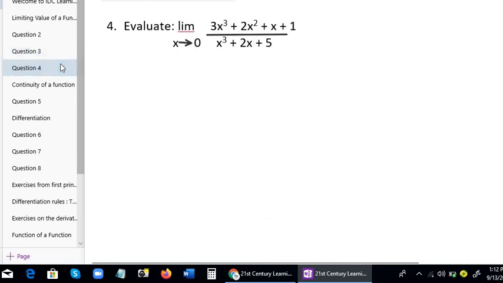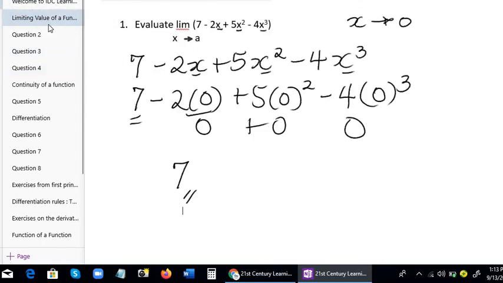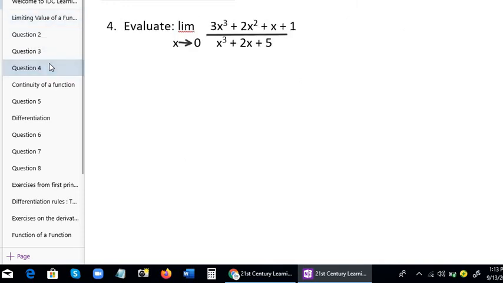So have it at the back of your mind that whenever you are given a function, if it's not in the simplest form, like what we have in question 1, you have to break it down. Question 1 is in the simplest form, so we just have to input the value of x. If it's not in the simplest form, you have to break it down. How do you break down?